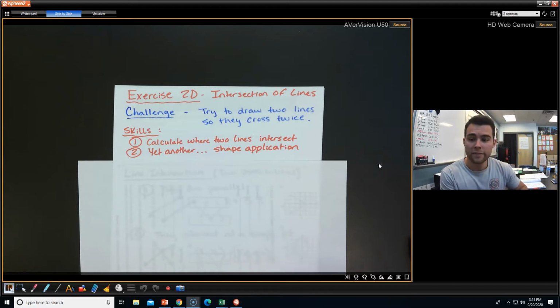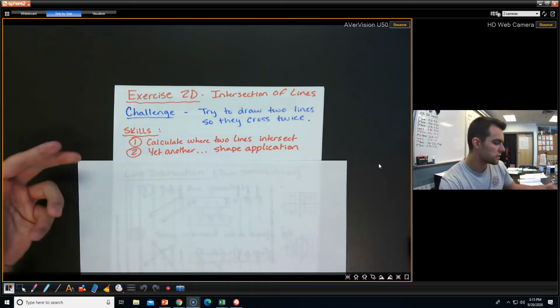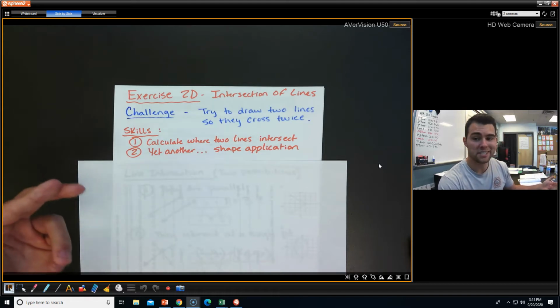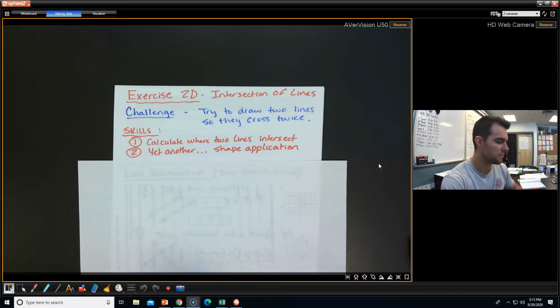Knight bringing you exercise 2D fresh out of the oven, intersection of lines, okay? So do not let the title of this fool you. This is actually kind of a hard problem set, okay? Luckily, we've actually been doing intersection of lines without explicitly saying it, but you'll get to see it explicitly now, and you'll see what I mean in a little bit. So our two skills are calculating where two lines intersect, and the second one is yet another shape application problem.